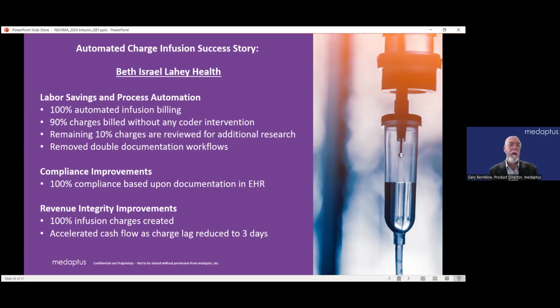So we eliminated a huge workflow for them as well. As for the compliance improvements, obviously, because these codes are generated by the data in the documentation, it's 100% compliant. There's never a discrepancy between the code that is charged versus what is documented. Just in terms of revenue integrity, obviously, all of their infusion charges are being charged. They never missed anything. And there was a substantial accelerated cash flow as a result of reducing their charge lag, because it runs through our system so quickly that it reduced their charge lag by 3 days, and that results in a kind of a bolus payment of additional revenue.